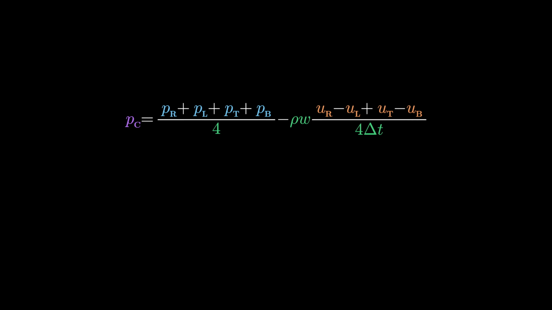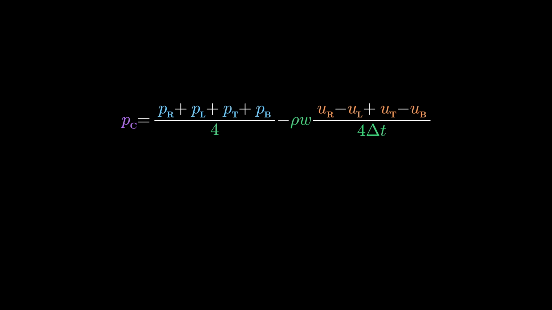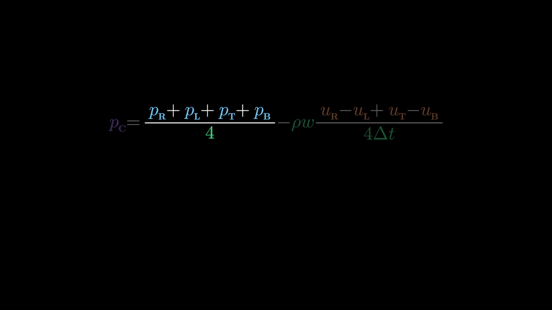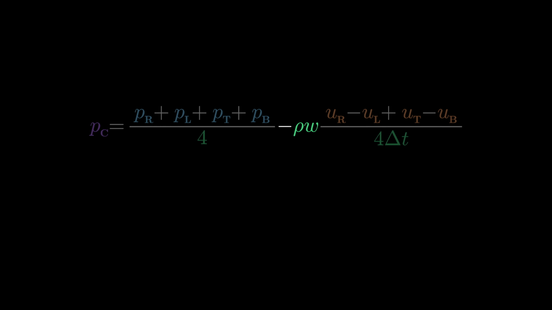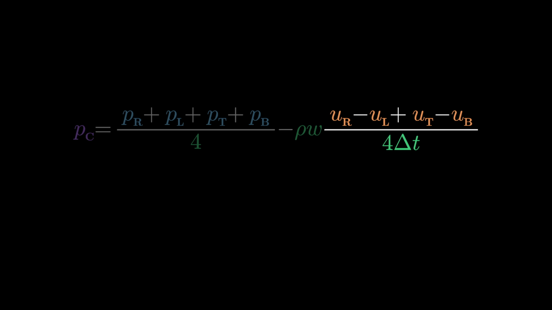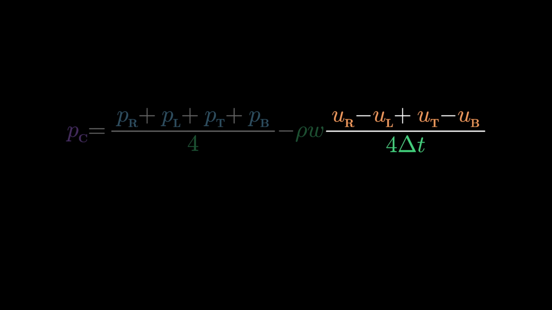Alright, so what we've discovered in the end is that the pressure in the center cell is equal to the average pressure of its neighbors, minus the size and density of the cell, scaled by the sum of these velocity deltas, over 4 times the time step.